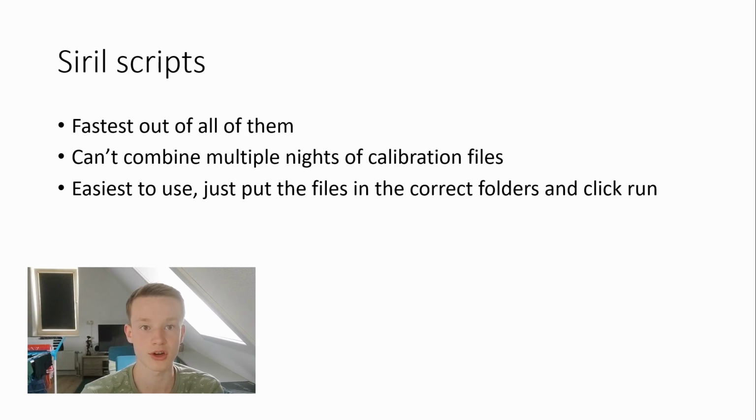The Siril scripts are by far the fastest. It's also, in my opinion, the easiest to use because you just put the different files in the correct folders and click run. The problem for me is that I can't combine multiple nights of calibration files. So for example, I shoot the flats for my first day, then I want to combine the images of the first and second day, then I have different flats for the first day and for the second day, and I cannot calibrate my files separately. I would have to maybe run it twice or something.